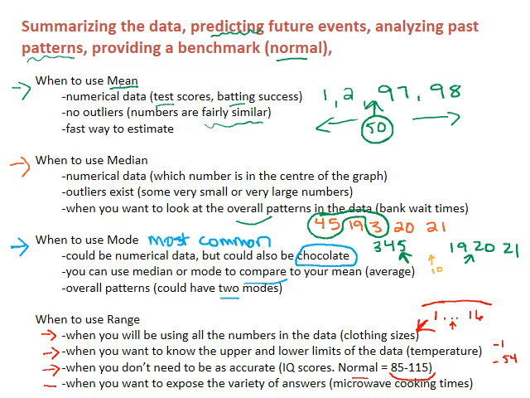Also, they use range when you need to expose the variety of answers. You'll often see this on microwave popcorn. They'll say cooking times may vary according to your microwave. They wouldn't want to give you the average cooking time, because you need to know that some microwaves take 2 minutes and some take 4. So they report it as a range.